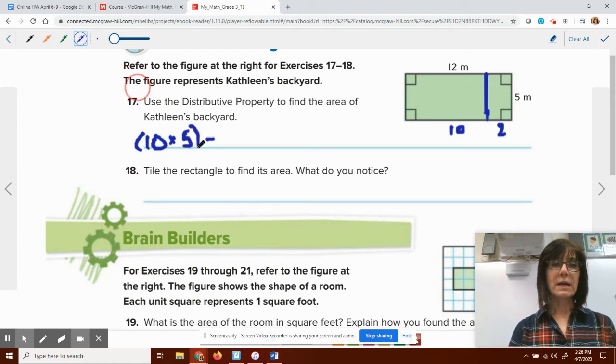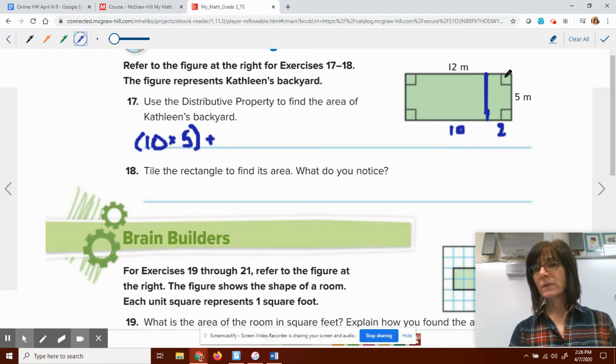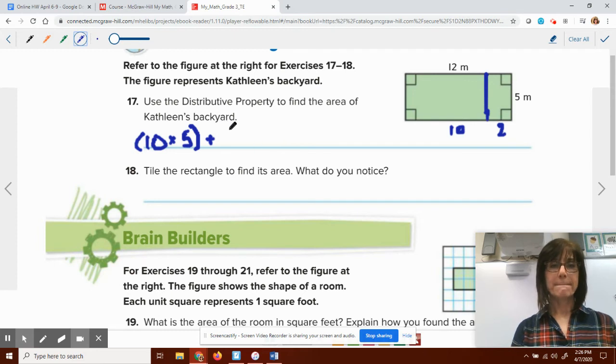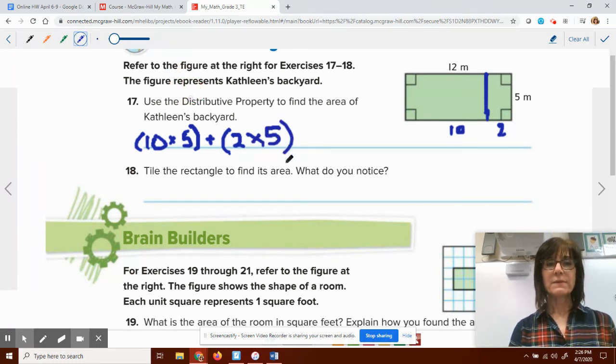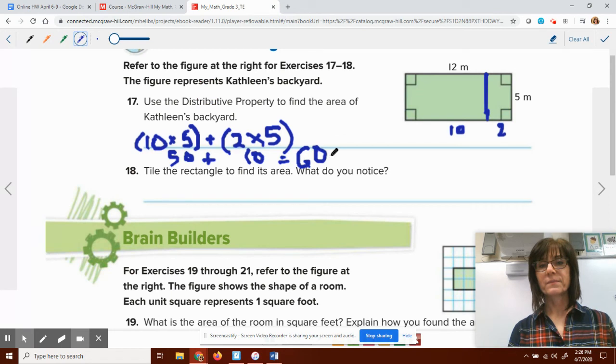And once I've got 10 times 5, I need to add to it this rectangular piece that's 2 times 5. So if I multiply 10 times 5, I got 50. Easy, easy. And I'm going to add to it 2 times 5, which all my friends know is 10. And we then can add 10 plus 50, and we have an area of 60 square meters.